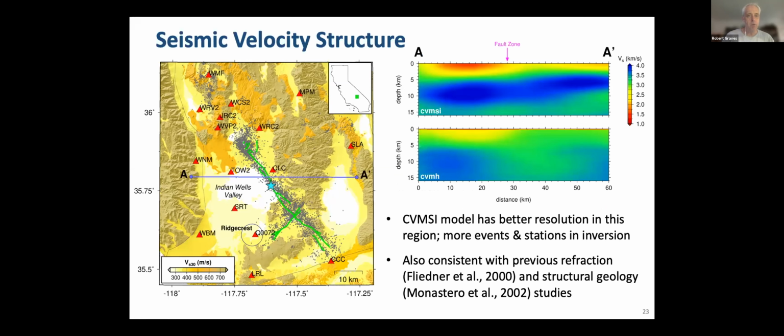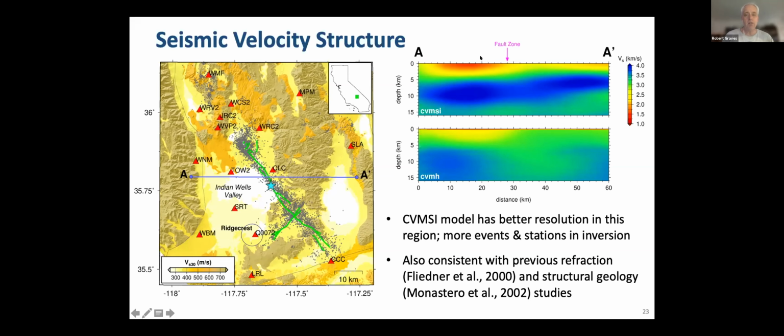Looking at a little bit more in terms of the seismic velocity structure, some of you may be familiar with the community velocity models from SCEC. There are some alternatives. So there's the SI model, and there's also the H model. We examine both, and just to illustrate the differences, I'm plotting a cross-section along this AA prime profile. This is showing shear velocity as a function of depth. SI is on the top, H is on the bottom.